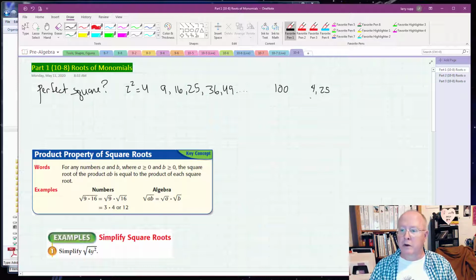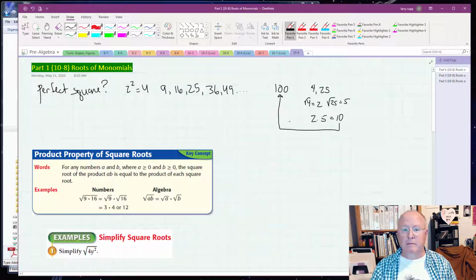So what are the square roots of 4 and 25? The square root of 4 is 2. The square root of 25 is 5. Great. So if you took 4 times 25 and got 100, what's 2 times 5? 2 times 5 is 10. What's the square root of 100? 10. That's what we're going to be studying here.